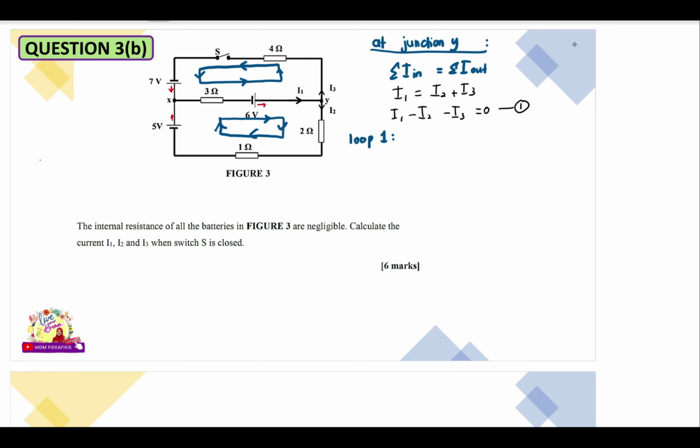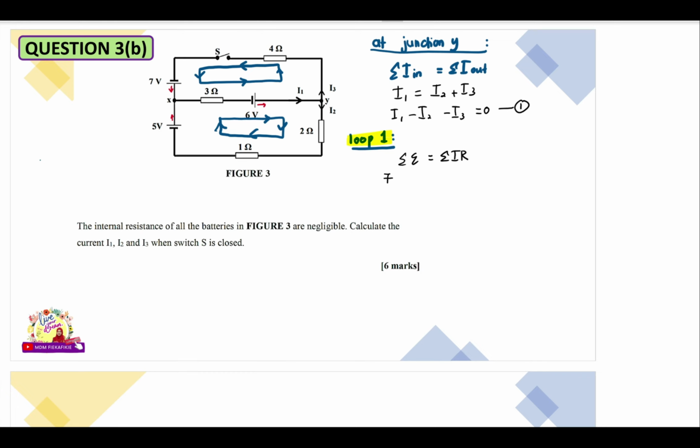We start with the first loop and we use the second rule, total EMF is equal to total IR. Now look at the first loop, how many EMF do you have? You have 2. Compare the direction of your loop with the small red arrow you drew. Whichever has the same direction means the value of the EMF should be positive. That is the tip so that you don't make mistakes. So 7 volt is positive, same direction. This is also positive because it is the same direction.